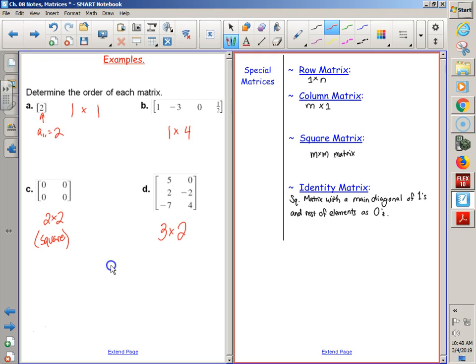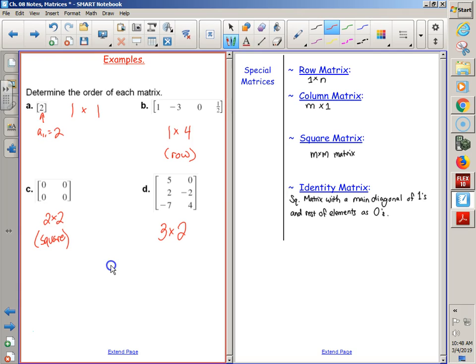There are some special ones. Like, for instance, letter B, we could call him a row matrix because he only consisted of one singular row. Just like there could be row matrices, there could also be column matrices where there's only one column with however many rows. Square matrices are the guys that have the exact same number of rows as columns. So it's always going to be an n by n, 3 by 3, 4 by 4, 10 by 10, etc.